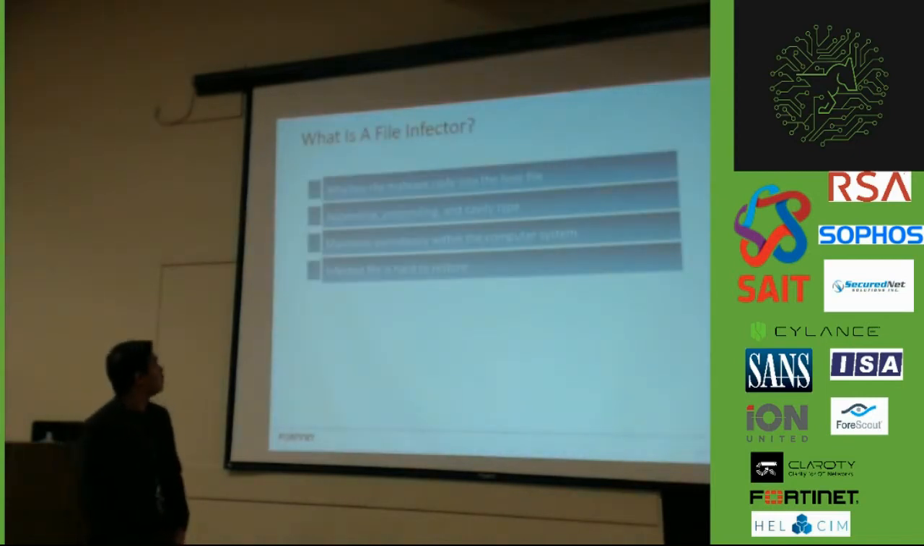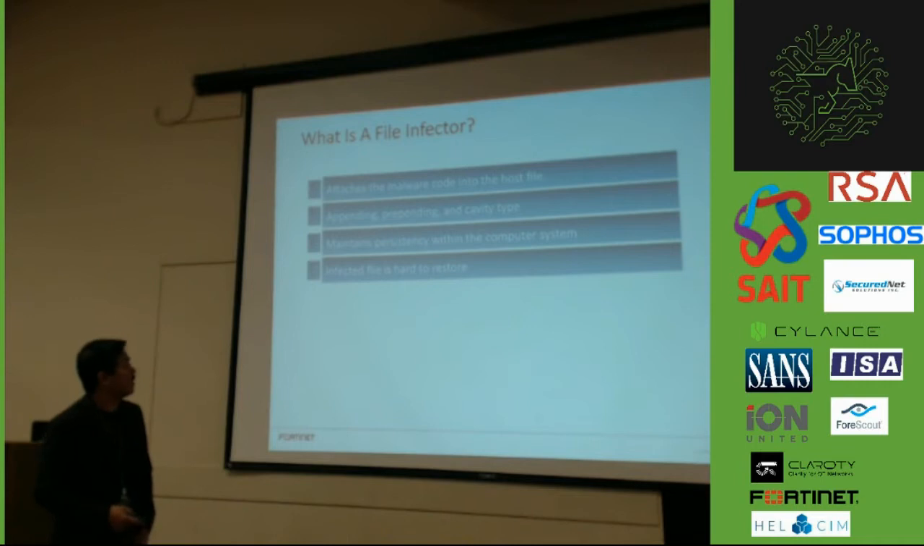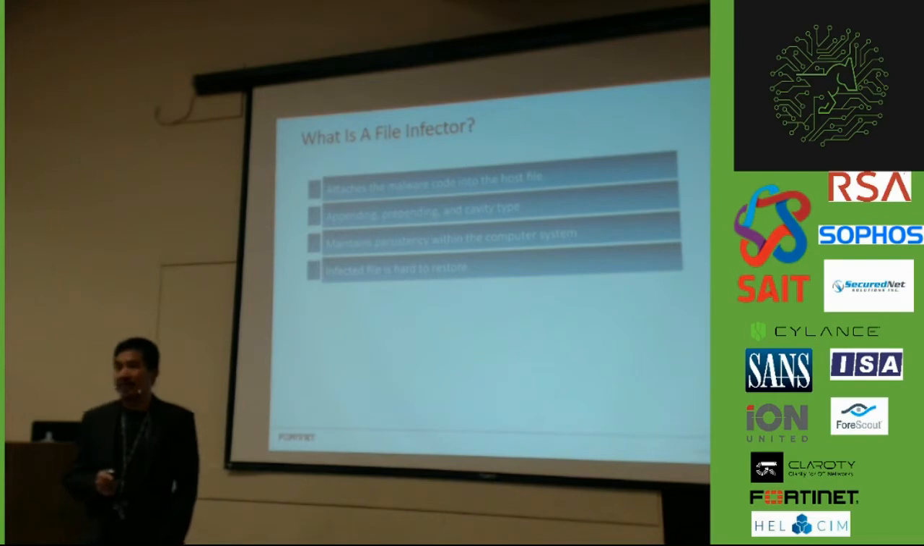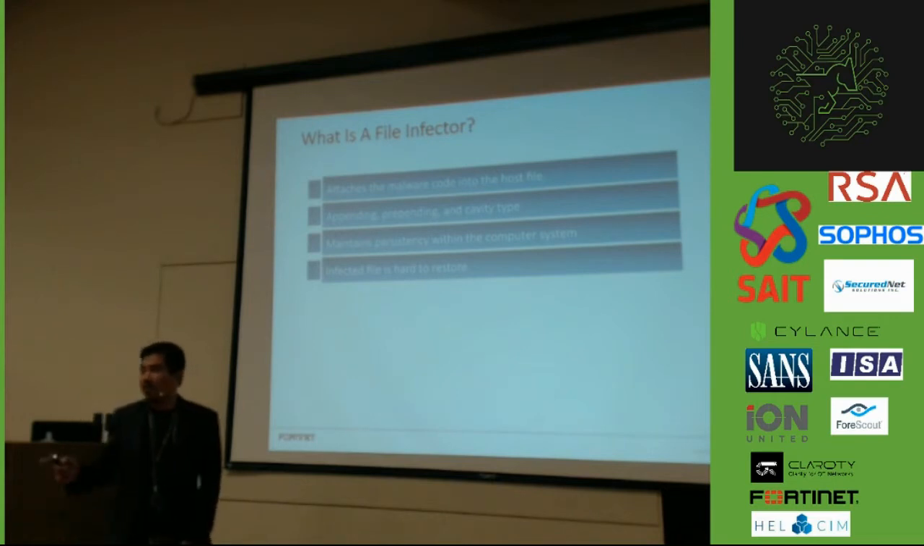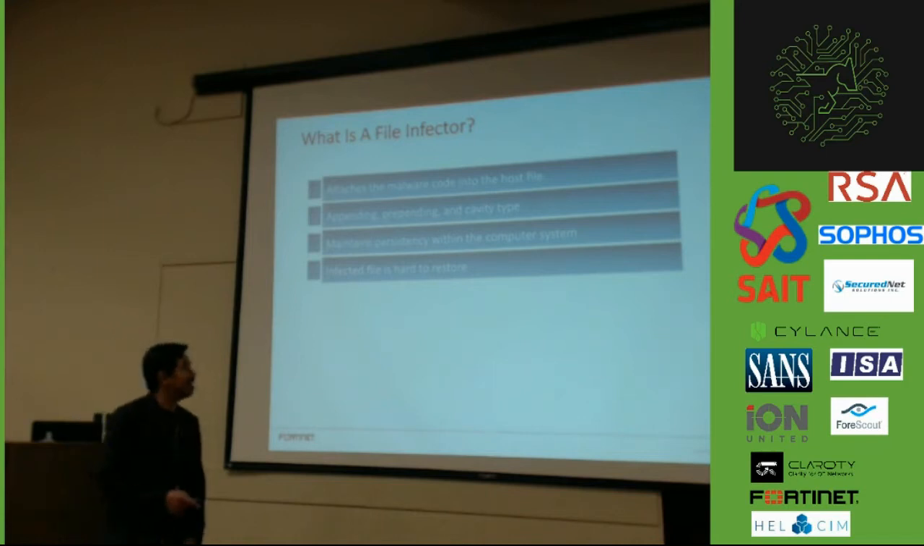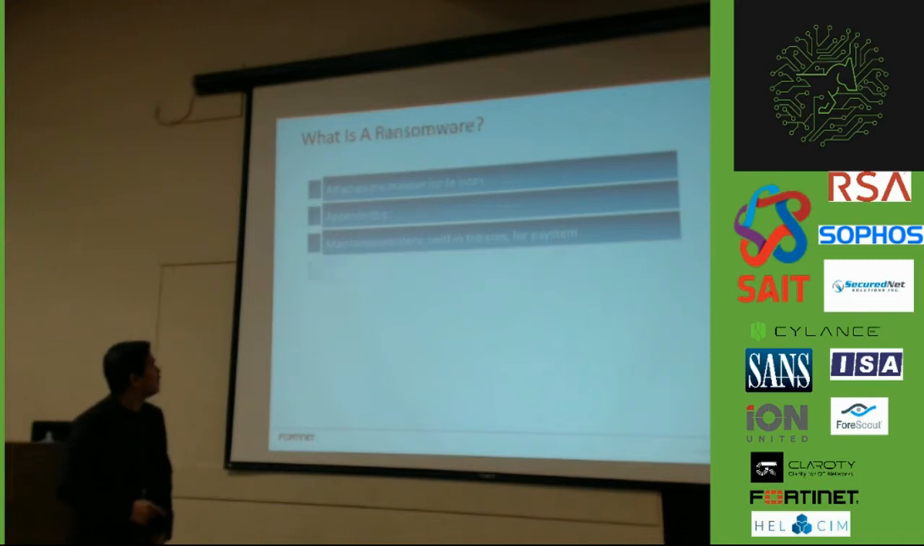What is a file infector? It is a kind of malware that attaches itself to a host file. Depending on the kind, it is appending, prepending, or cavity type. It also maintains persistence, and of course infected files are harder to restore. The best way is to format your system and reinstall Windows, but it's not very advisable because it will wipe your hard drive.